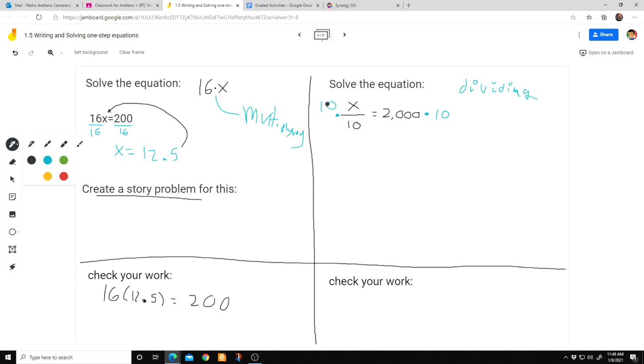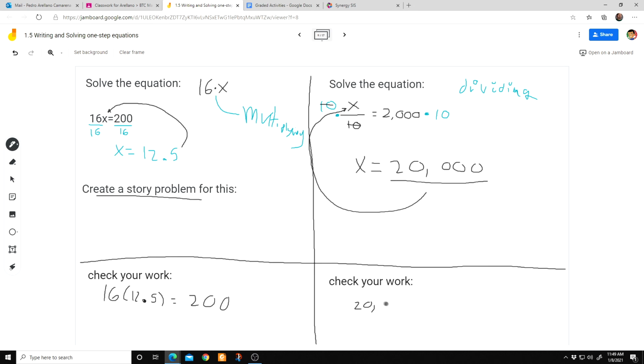And when we do that, 10 divided by 10 is 1, or in a lot of ways, you can just say they cancel out and you get x is equal to 2,000 times 10, and we get 20,000 right here. Now, how can we check our work? Very similarly, we're going to take this answer and plug it back into here. So I'm going to get 20,000 divided by 10, and we better get 2,000. So again, I'm going to grab my calculator. 20,000 divided by 10, we get 2,000. So now we know that we did this problem correctly.